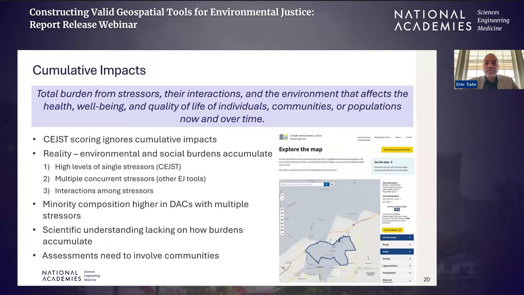Next slide, please. So when we talk about cumulative impacts, this is what we mean: the total burden from stressors and their interactions.